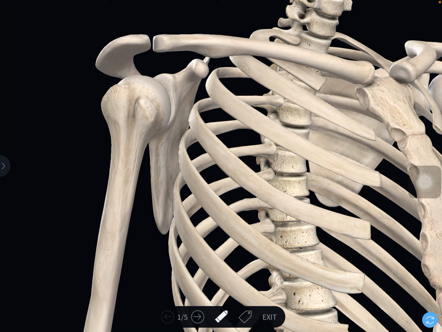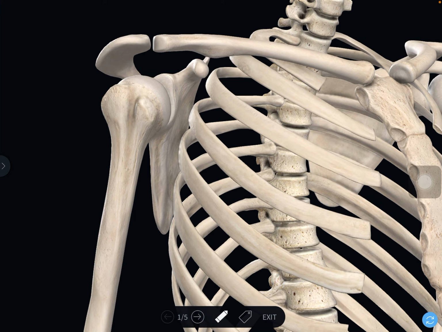Contents of axilla, if you see, what are the structures which pass through the cervicoaxillary canal? They form the contents: axillary artery and its branches, axillary vein, cords of brachial plexus, axillary lymph nodes, axillary fat, and occasionally tail of the mammary gland. So these are the contents of the axilla.